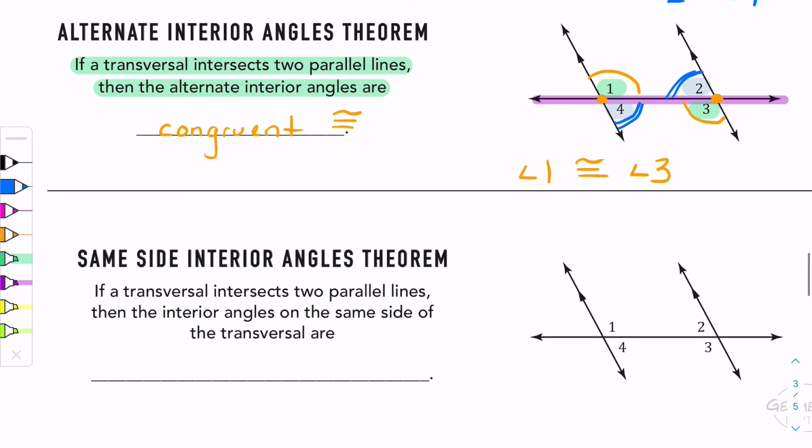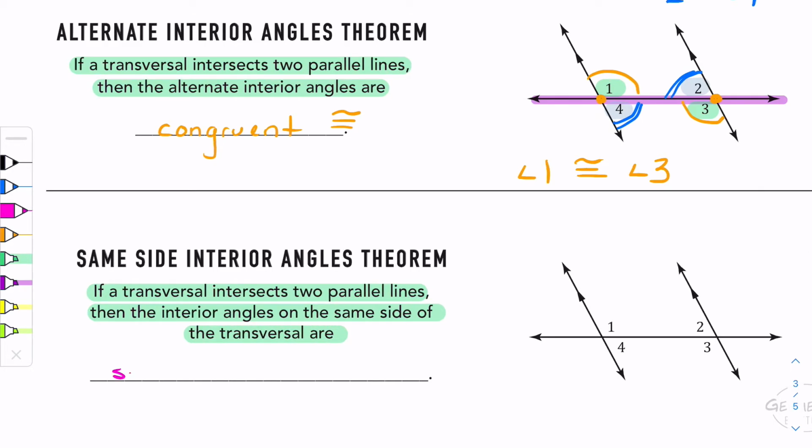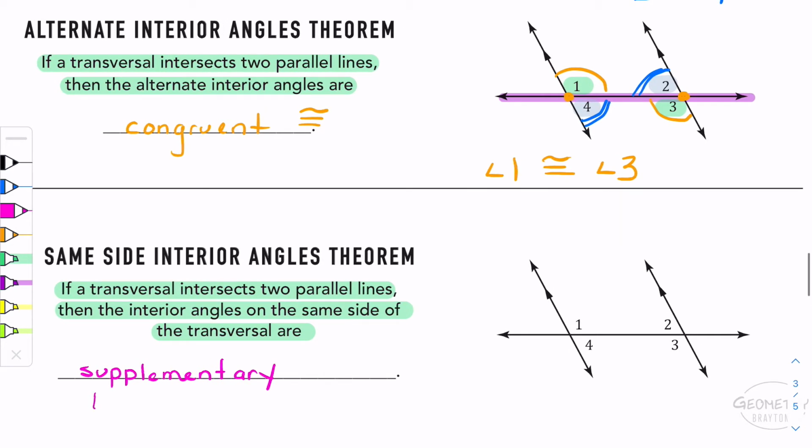The last theorem is slightly different, and this is called the same side interior angles theorem. This states that if a transversal intersects two parallel lines, then the interior angles on the same side of the transversal are supplementary. So a little bit different. And supplementary states that two angles sum to 180 degrees.